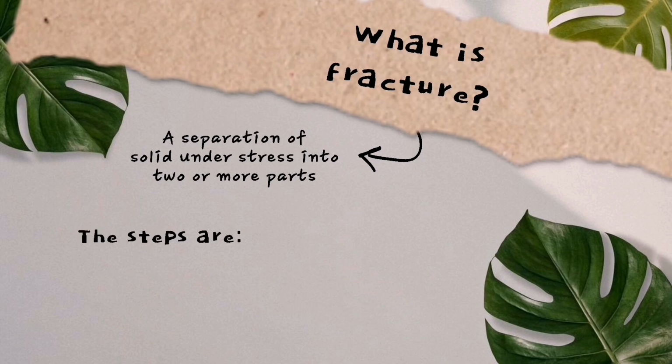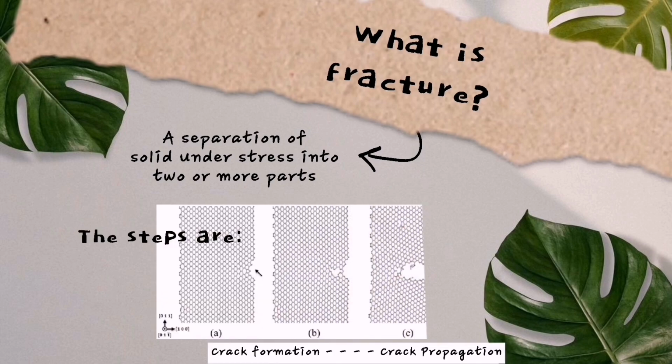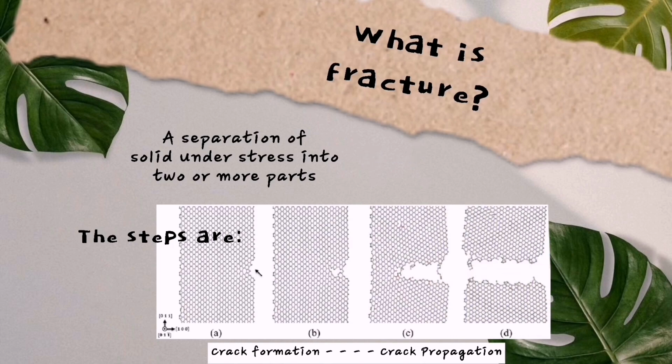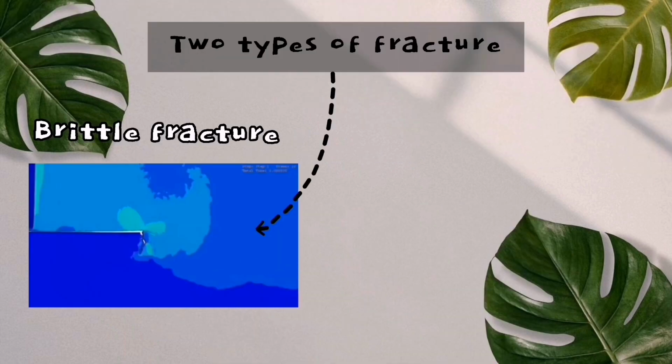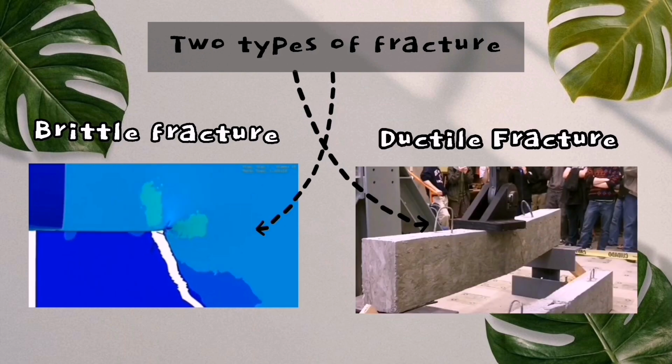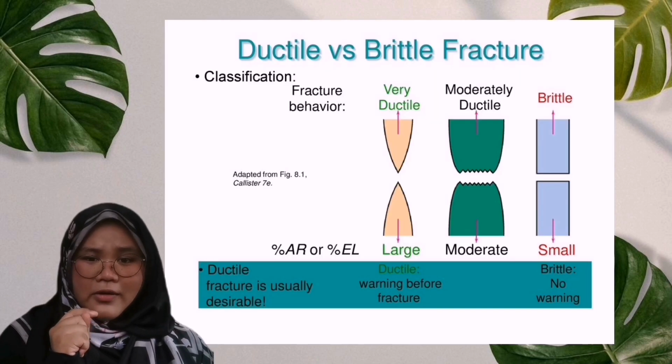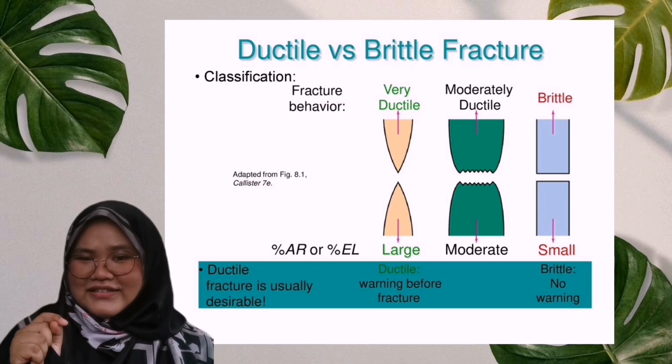Basically, the steps in fracture are crack formation and crack propagation, and there are two types of fracture, which are brittle fracture and ductile fracture. To understand more about these types of fracture, let's take a look at this picture. It shows the classifications of both ductile and brittle fracture.